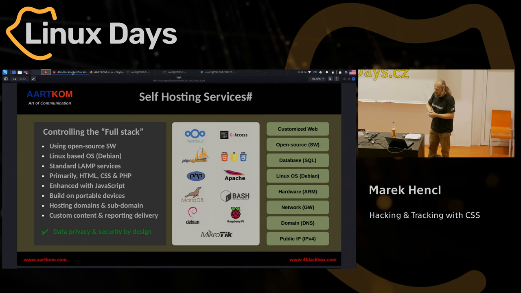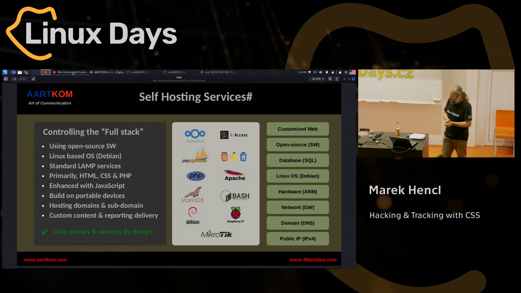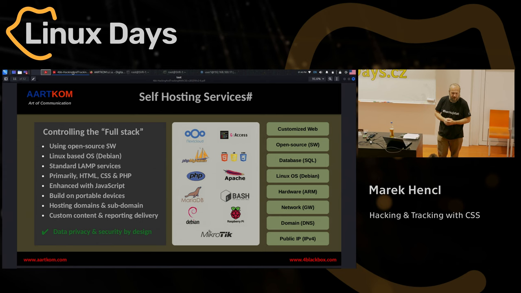What I do, of course, I'm a big open source fan, so Linux. Even though I run Kali on my notebook, I'm a big Debian fan, just because of the stability and putting in what I need, not having something predefined.